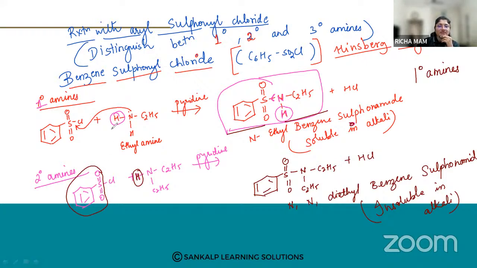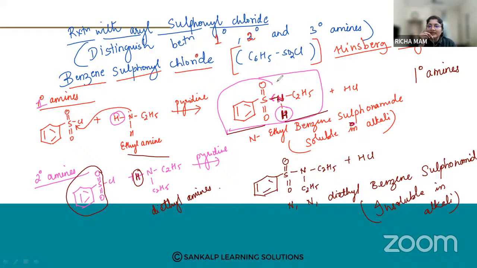You can look at the structures. Ethylamine is your primary amine, and diethylamine is your secondary amine. So what is the difference? What we said here, there was an acidic hydrogen atom attached to the nitrogen of the sulfonamide. It is strongly acidic because of the presence of this strong electron withdrawing sulfonyl group. Because of this, it is soluble in alkali.